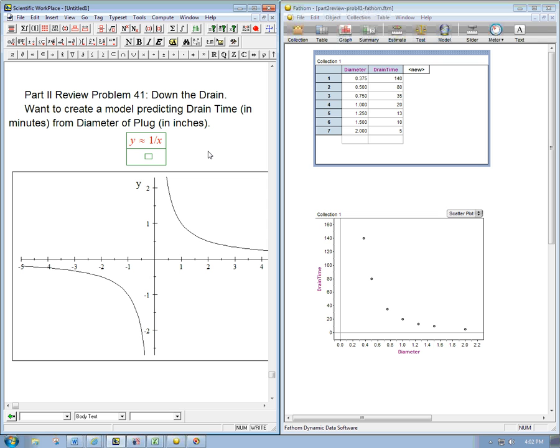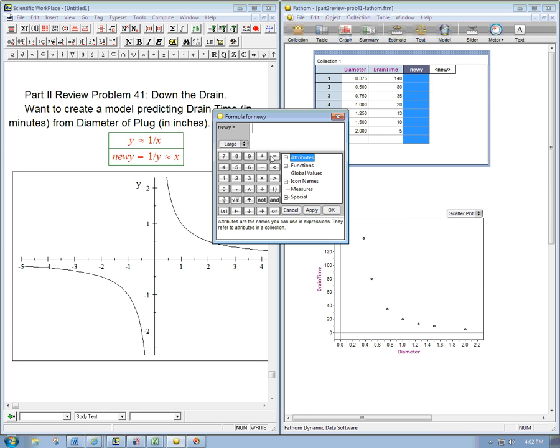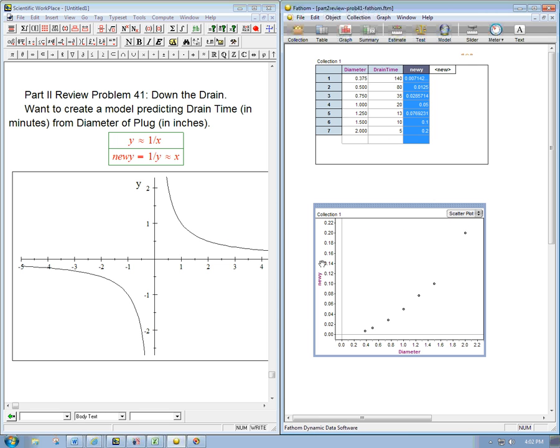Well, then we want to get it where y is as closely related to x as possible. So the new y, if we define that to be 1 over y, then that's going to approximately equal x. Let's see. So I can do that here. I'm just going to call this, let's say, new y. And the way I do it here is I add a formula, and I'm just going to say 1 over the drain time. Let's see if it works. Boom. Well, okay, it's going uphill.